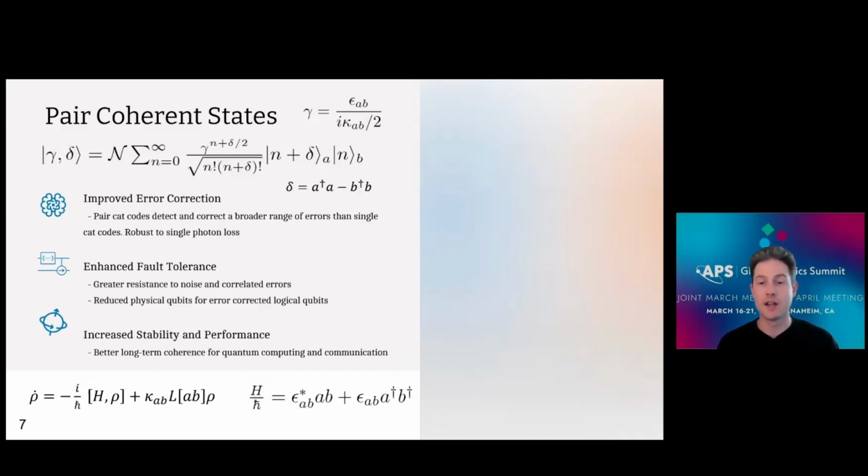So a pair coherent state is still a two quanta process like our cat states, except we now have these different quanta separated into two modes, here represented by A and B, where we can see that the difference in quanta is represented by delta, where the size of our pair coherent state is represented by gamma. So we can see this two quanta process now in these two different modes play out in our master equation and Hamiltonian for a pair coherent state. Whereas in the cat state, we had these A squared terms. For the pair coherent state, we now have these terms related to A times B.